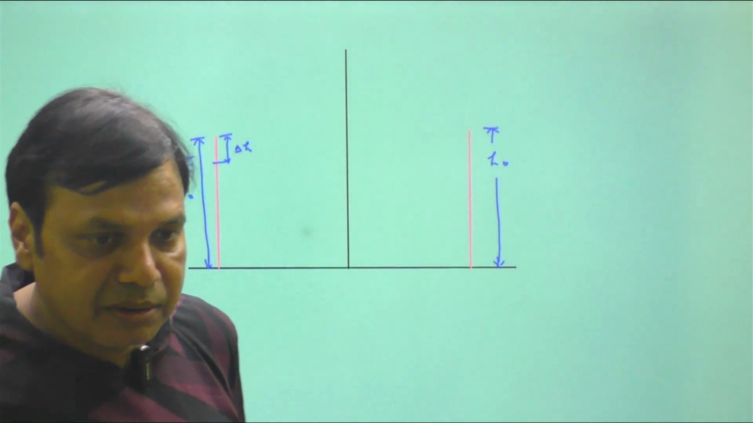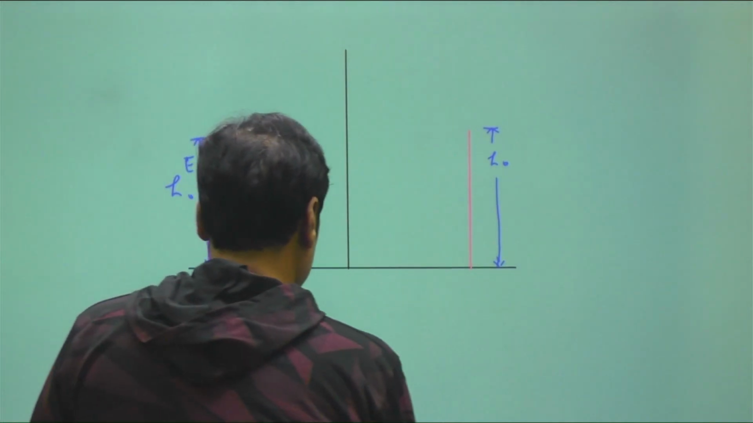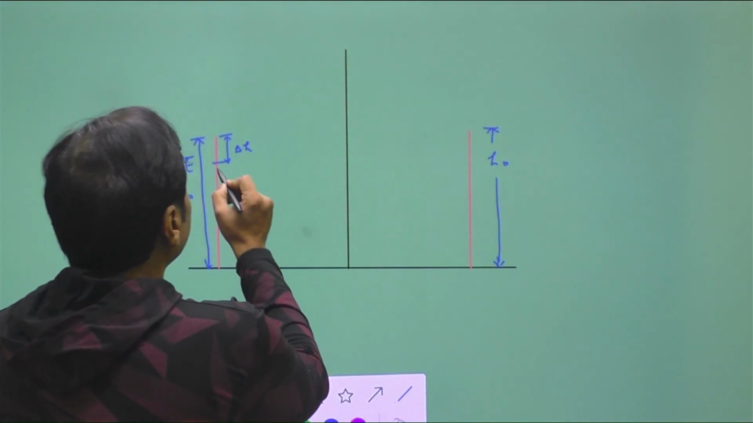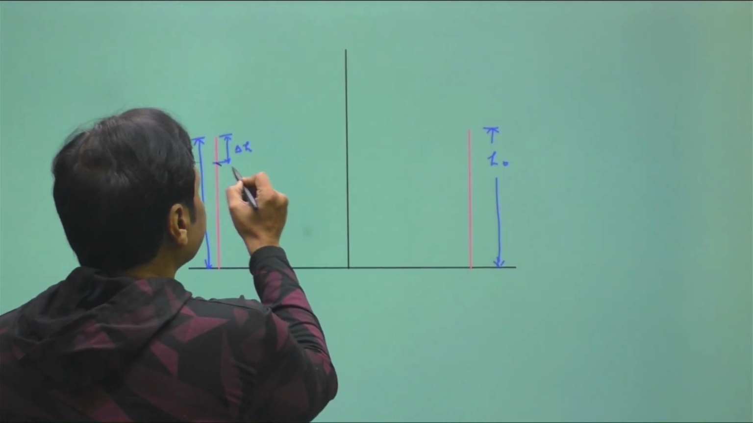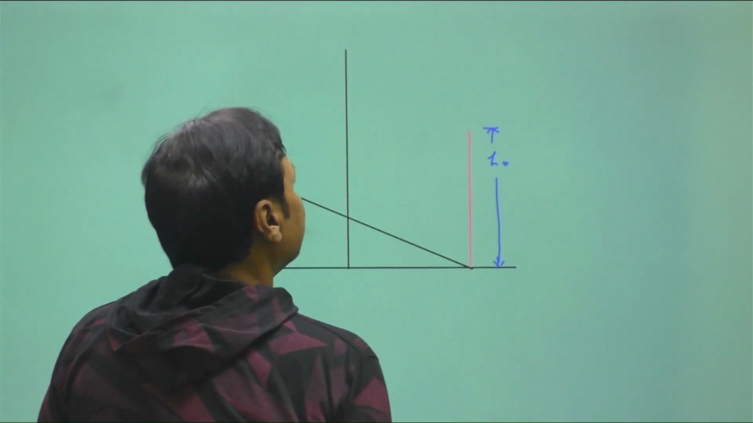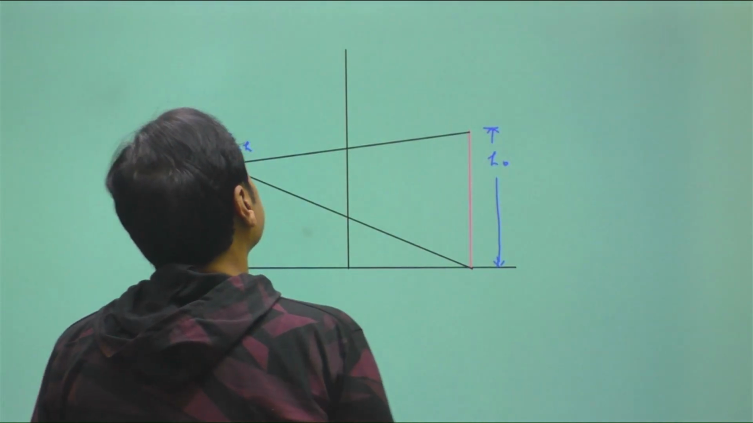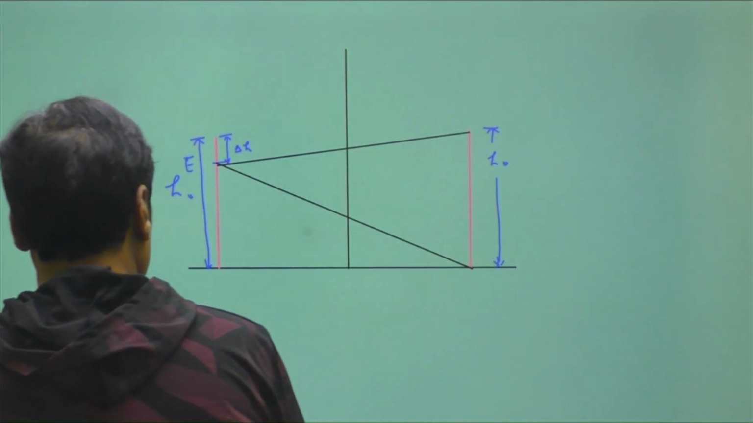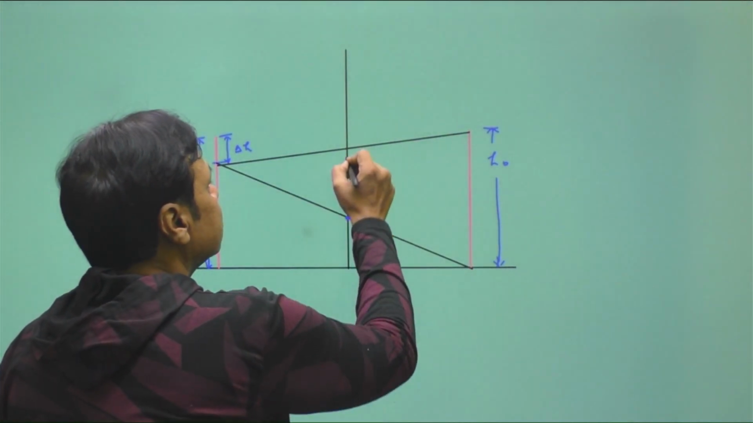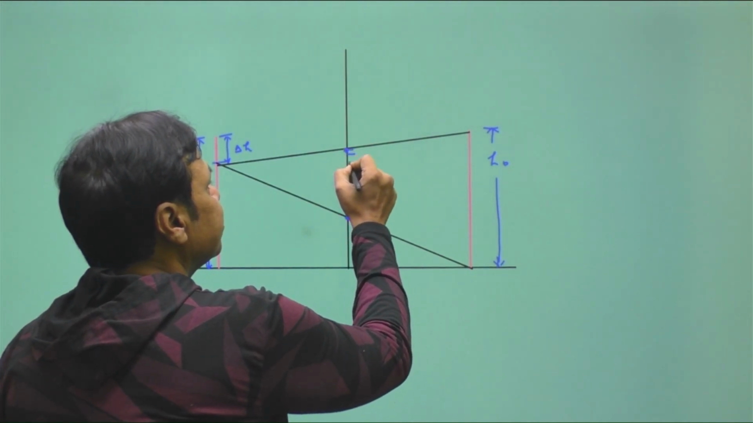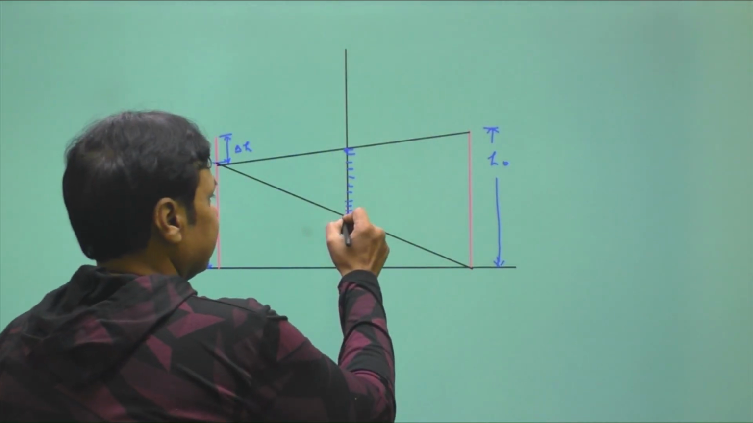And now you have to find the mirror. So as we did earlier, we are going to draw a line from eye to the bottom of the image and eye to the top of the image, and these are the points in between which the mirror should be placed.